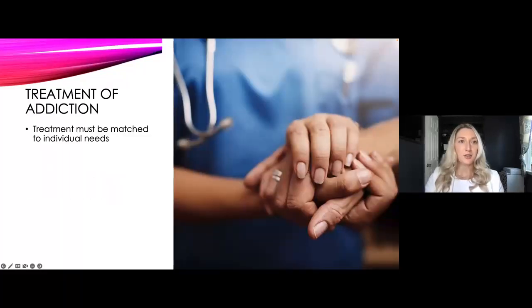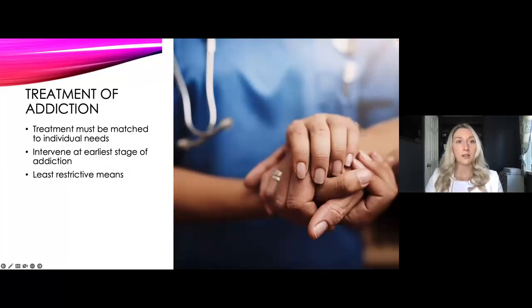So let's first touch on treatment of addiction. When we look at treating addiction, one of the main components is that it must be matched to the individual needs of that person. There is not one method that is going to work for everyone. As we talked about last week, we want to make sure that we are intervening at the earliest stage possible. So for prevention, that was early childhood. For addiction, we just want to catch that person at the earliest stages that they might be in.